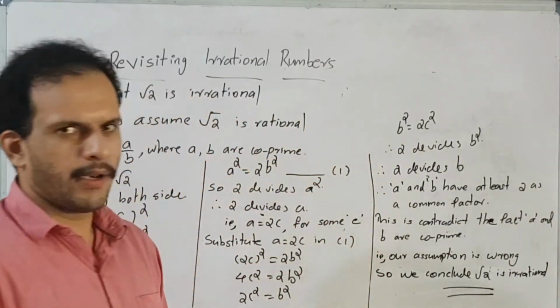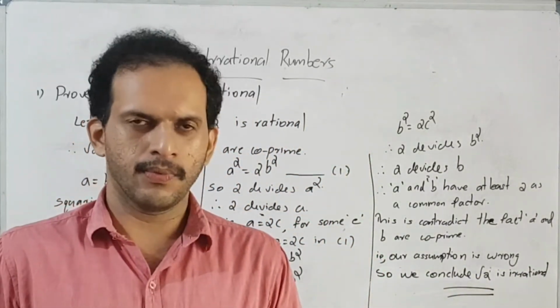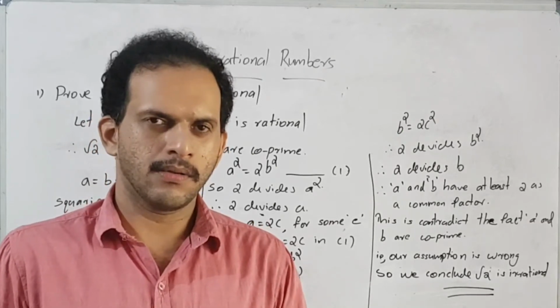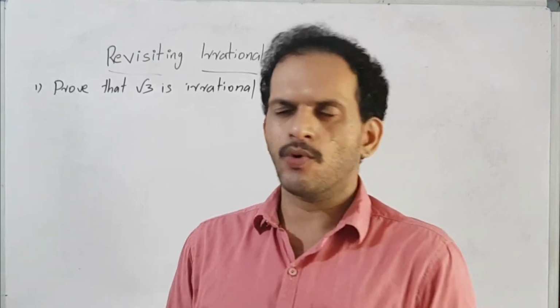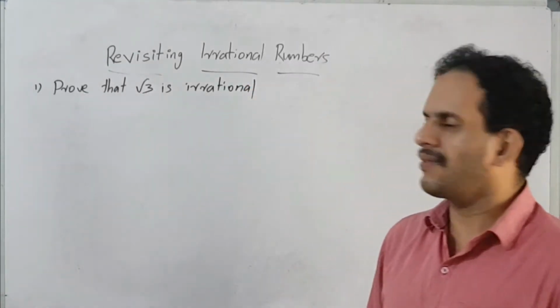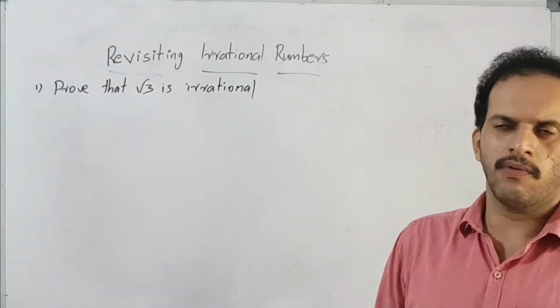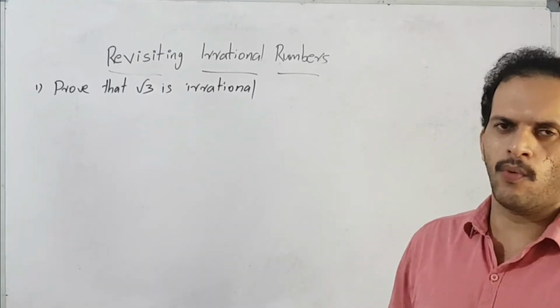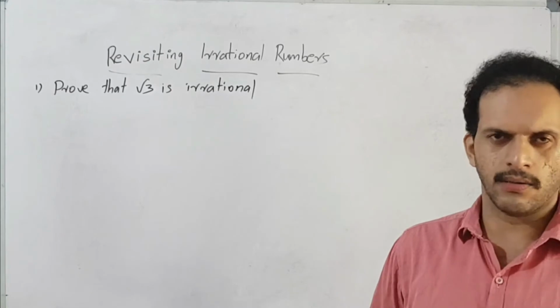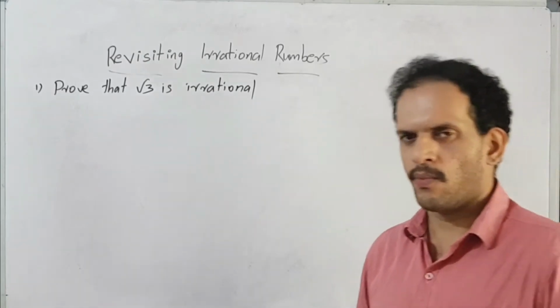Okay, now we got it. The root 2 is irrational. Okay, I think the idea is clear. Then it's very important. As with the previous one, we are proving one more question. Prove that root 3 is irrational. Here we want to prove it. We already proved root 2 is irrational. So here we are proving root 3 is irrational. Okay, the ideas are the same.